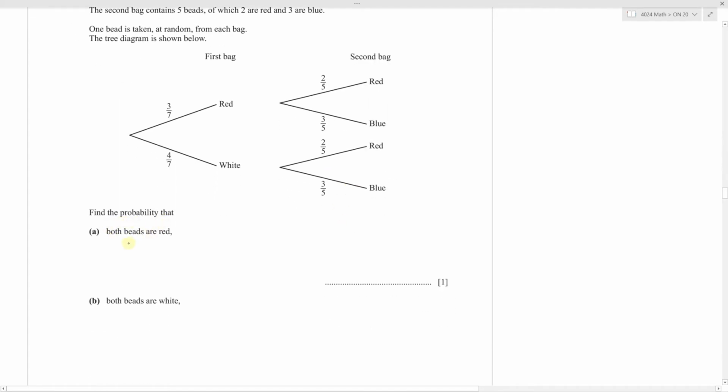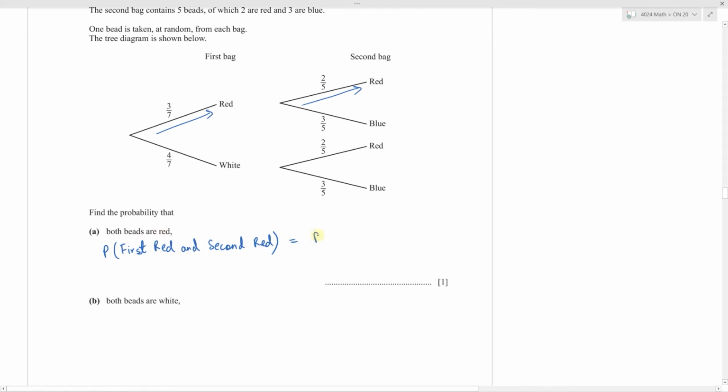So part A is find the probability that both beads are red. So both beads are red, which means probability of getting red and red. Let me rewrite this as the probability that you get first red, which is from the first bag, and you get second red as well. So once you pick from the first bag, you get a red, and then when you pick from the second bag, you also get a red. That is when both your beads are red.